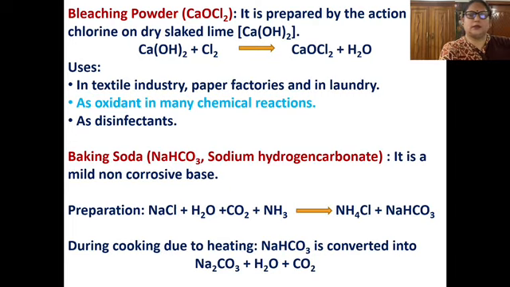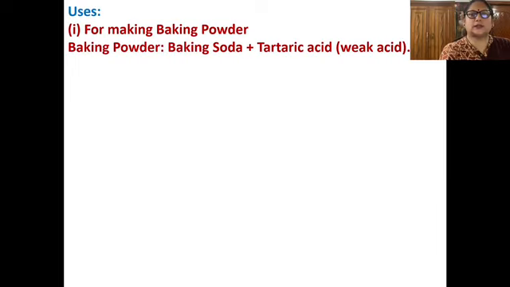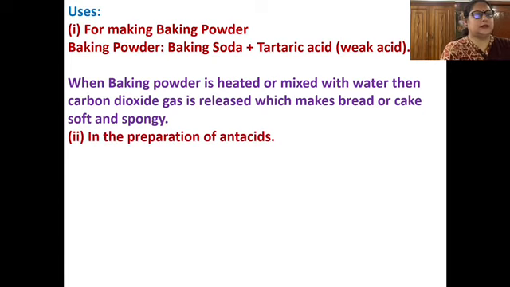Now we can use baking soda for cooking purposes. During cooking, what happens when we heat it or when we dissolve it in water, then sodium bicarbonate is converted into sodium carbonate. The main use of baking soda is for making baking powder. So what is baking powder? If we add a small amount of tartaric acid, a mild acid, to baking soda, then baking powder will form. Baking powder we can use in cooking, and there is release of carbon dioxide gas, and that carbon dioxide makes your bread or cake soft and spongy.